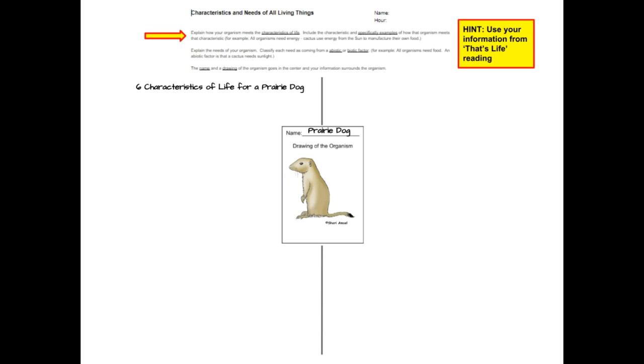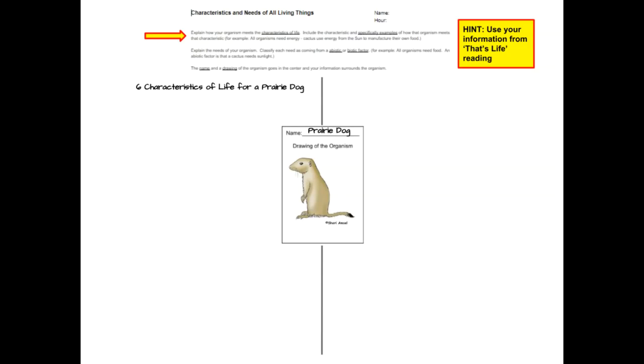The next thing you're going to do is focus on the 6 characteristics of life for your specific animal. Once again, I chose a prairie dog, and you're going to be explaining how your organism meets the characteristics of life. So basically, you're explaining why that organism is classified as a living thing. Include the characteristics and specific examples of how that organism meets the characteristics of life.